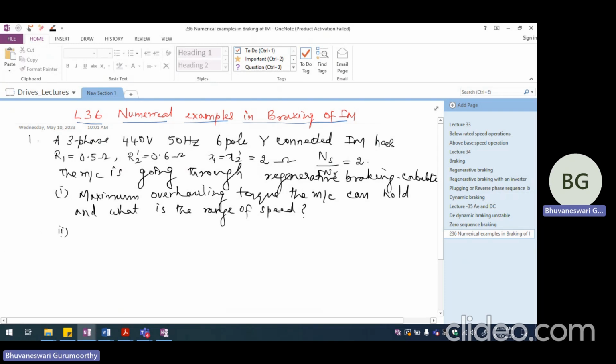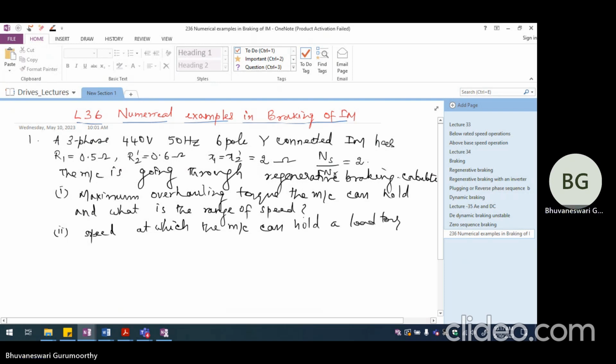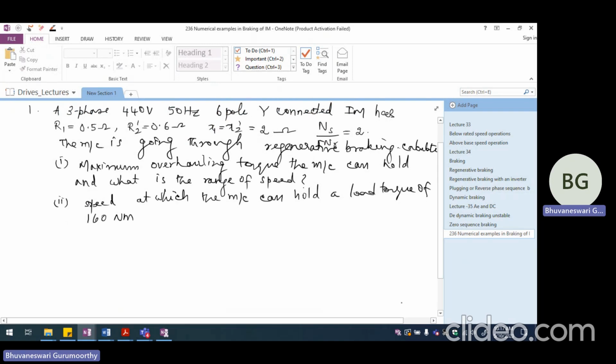The second subdivision that is being asked is calculate the speed at which the machine can hold a load torque of 160 Newton meter. So this is what is being asked.